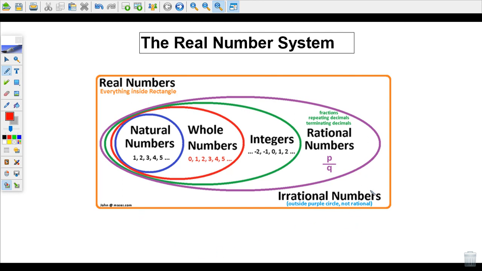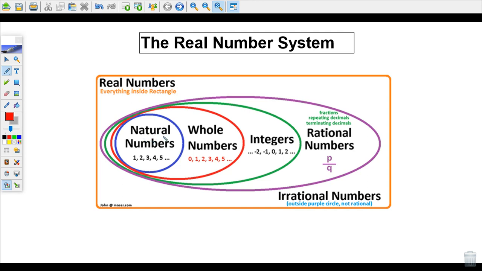Real numbers are comprised of irrational numbers and rational numbers. Irrational numbers are on the outside of the purple circle. Rational numbers are anything inside the purple circle. That involves fractions, any decimals that repeat, and any decimals that terminate, that just stop. That also involves integers, positives and negatives, no fractions, no decimals, and whole numbers, which are 0, 1, 2, 3, 4, 5, and so on, and then natural numbers, or the counting numbers, as they are sometimes called.